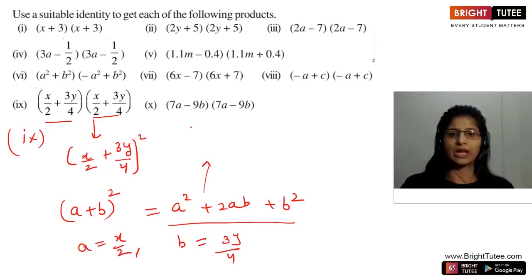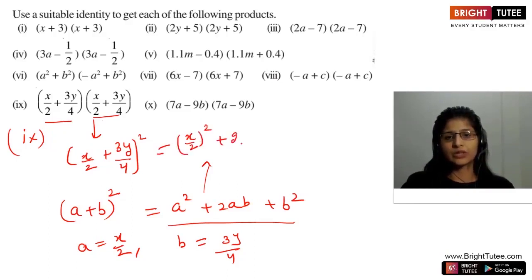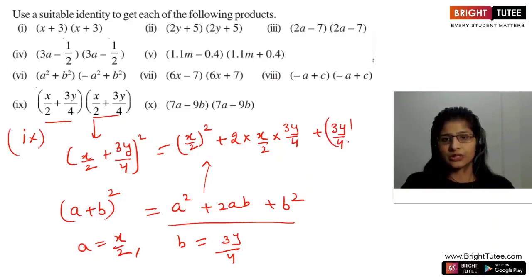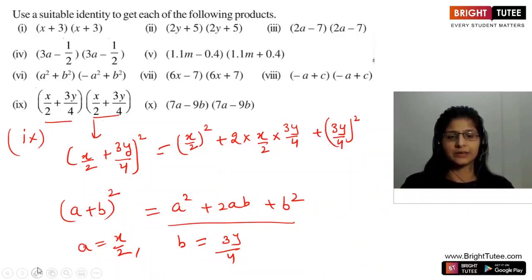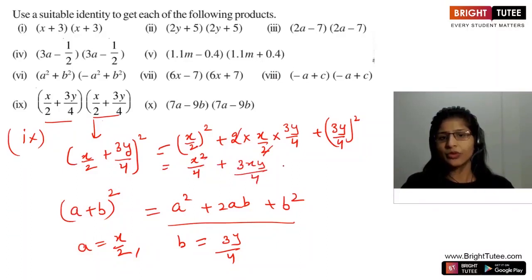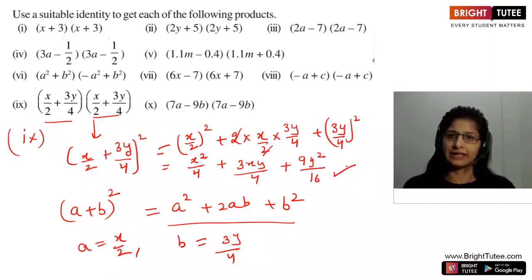Let us put this in the formula. So, what will we get? We will get (x upon 2) whole square plus 2 into a, that is x upon 2, into b, that is 3y upon 4, plus (3y upon 4) whole square. Right? So what are we going to get after solving this? We will get x square upon 4 plus, 2 and 2 got cancelled, 3xy upon 4, plus 3 threes are 9, y square upon 4 fours are 16. So this is the answer of question number 9.